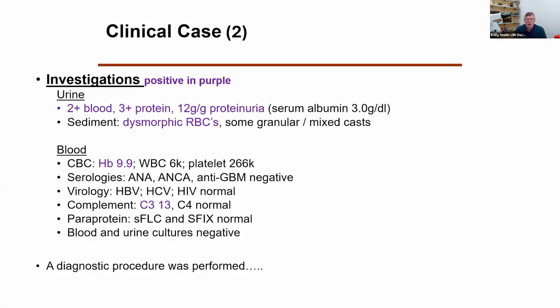Further investigation showed that he had an active urine sediment and significant proteinuria and low hemoglobin. In addition, his complement level C3 was low, but C4 was normal. There were no other really significant abnormalities in the serological studies. And so at this point, a diagnostic procedure was performed. And if people want to scribble in what they're thinking for a differential diagnosis for this patient, this would be an opportunity before I go forward and show you the biopsy itself.